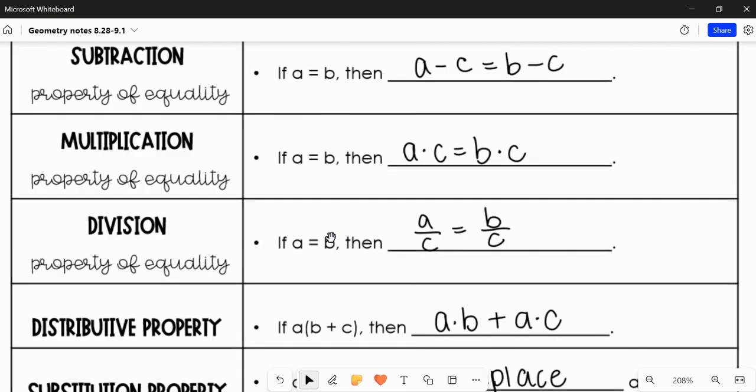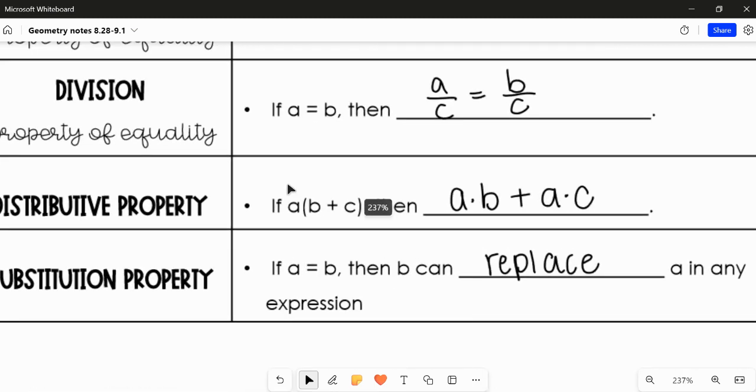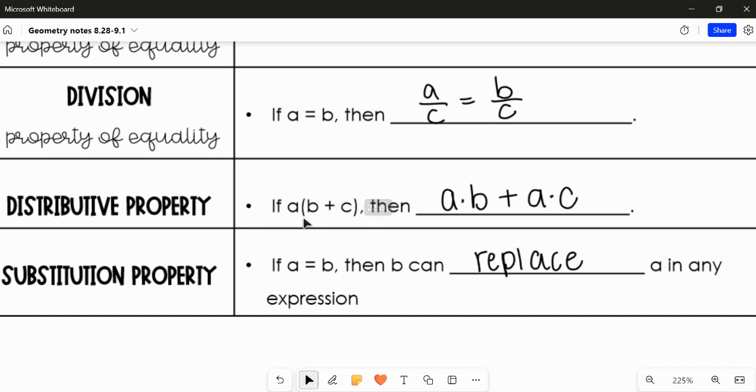Now our last two properties we have are the distributive property and the substitution property. The distributive property, you know, if you have a number outside of a set of parentheses with an operation inside, that can be multiplied times everything that is inside of this set of parentheses, and it should still be the same. Now, the last one is what we use for when we check our work in algebra. So if A equals B, then B can replace A in any expression. So anywhere I see A, I can put B.